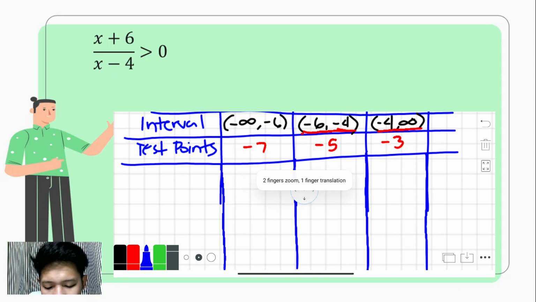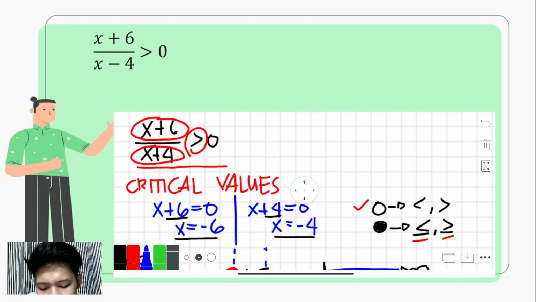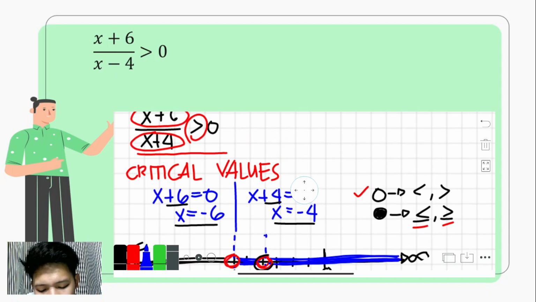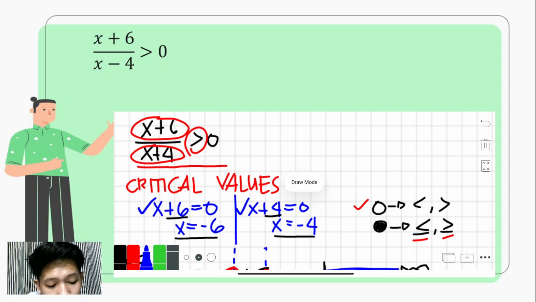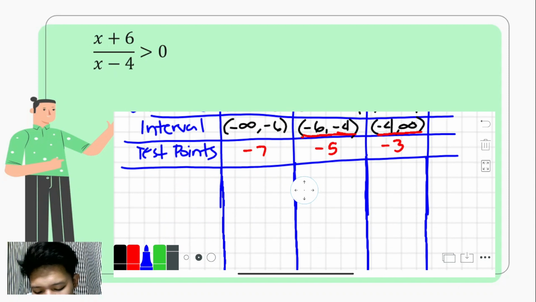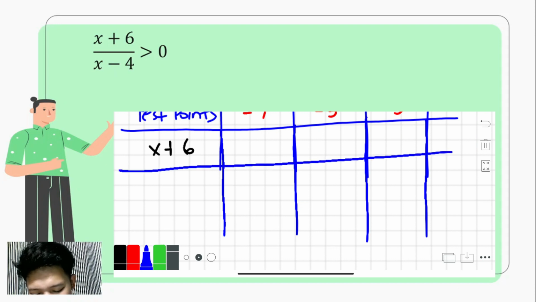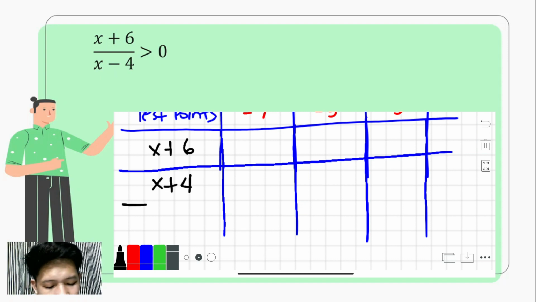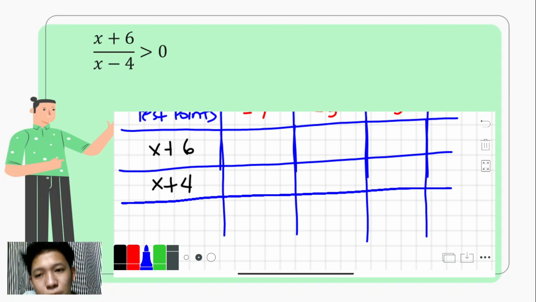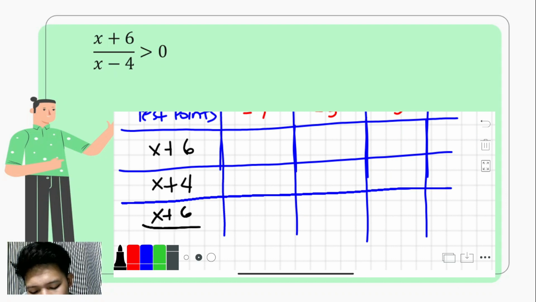Okay? So, yung critical values natin, ilan nga ulit yung critical values? That is 2. We have here 1, and then we have 2. So, ilalagay po natin yan sa ating table of signs. So, we have here x plus 6, yung unang critical value, and then, followed by x plus 4. And the last row would be allocated para dun sa buong single expression. That is x plus 6 over x plus 4.